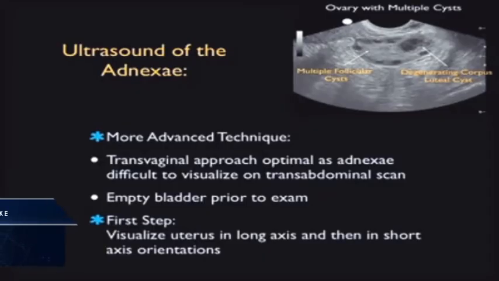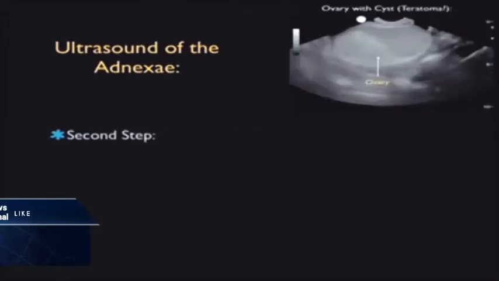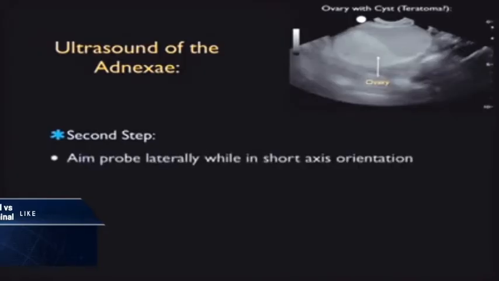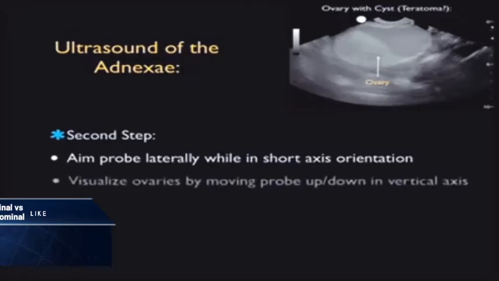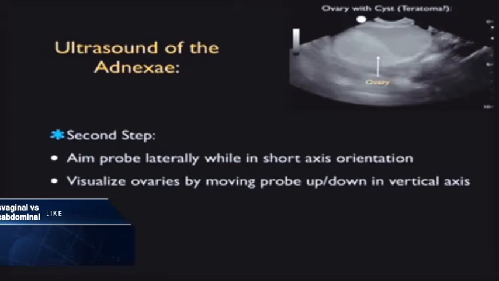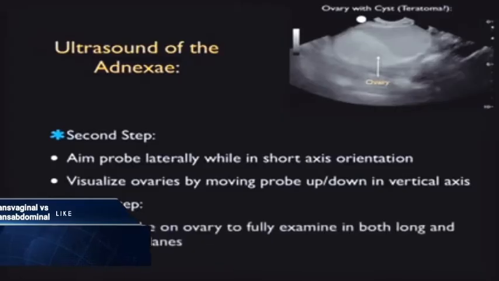As a first step, we're going to fully visualize the uterus in both long and then in short axis orientations as covered in Module Part 1 of OBGYN ultrasound. So the second step is then to aim the endocavitary probe laterally while in short axis orientation, and then visualize the ovaries by moving the probe up and down in a vertical axis to best find the ovaries. Now the ovaries can be either anterior or posterior to the uterus, and this vertical movement of the probe will best illuminate the ovaries.